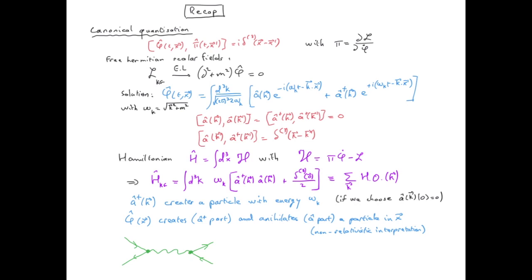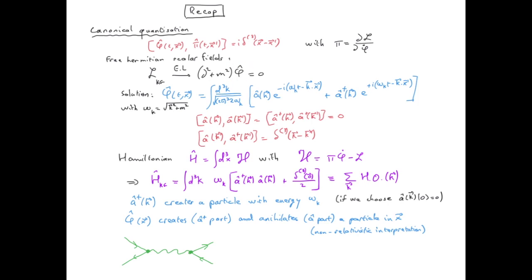So the fields are now operators in canonical quantization, which means that when we take the free Hamiltonian scalar field theory, so we start from the Klein-Gordon Lagrangian, we take the Euler-Lagrange equations, which gives us the classical equation of motion, but now we quantize them by requiring the field to be an operator. So the Klein-Gordon equation is now quantum because phi is an operator.